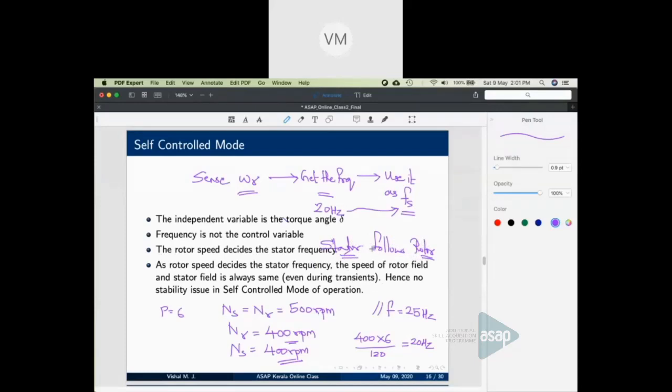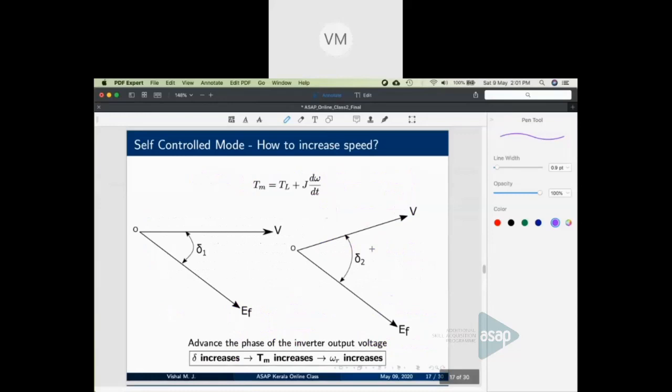Now, how to increase the speed of such a machine? For that, we go back to the basic torque equation of a machine. Motor torque is equal to load torque plus J d omega by dt. During steady state, this speed term becomes 0, and Tm becomes equal to TL. I want to increase the speed of the machine. To increase the speed, what should you do? Your Tm has to increase. Only if Tm exceeds TL, you can increase the speed of the machine. So Tm has to increase.